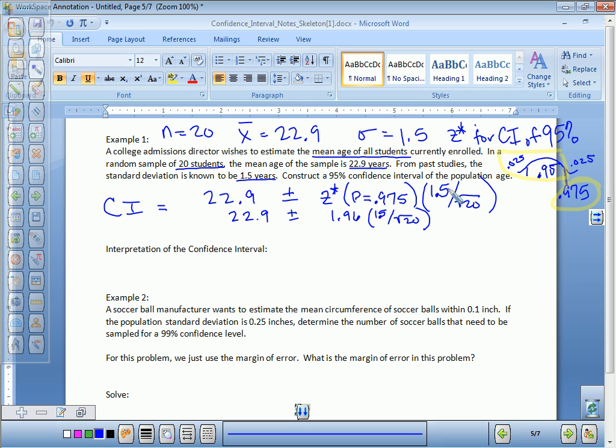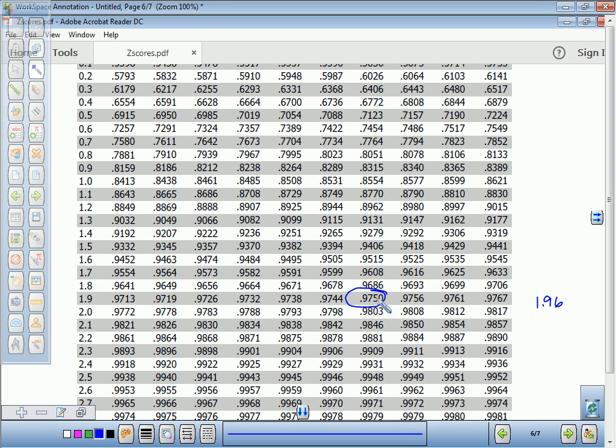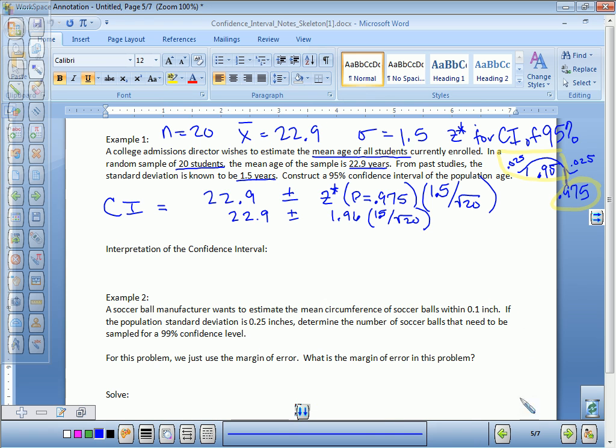Why is it 1.96? That is the z-score that's associated with a probability of 0.975. Remember just a second ago we found the 0.975 and that z-score was 1.96. Oh, okay, I see what you did. So this z-score, plus or minus, from the chart.